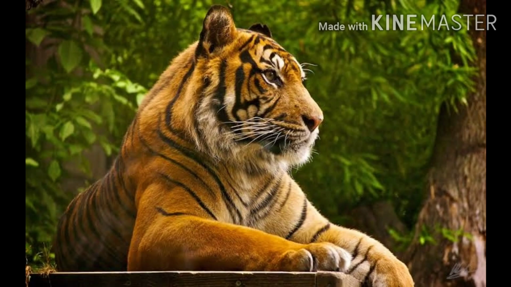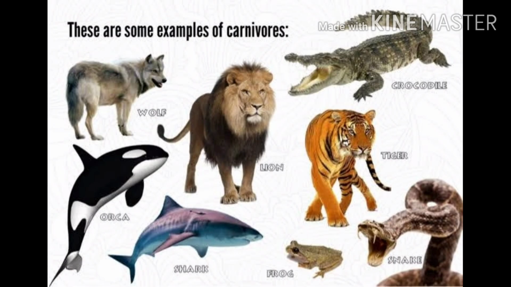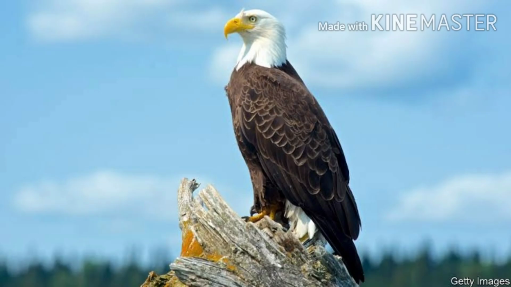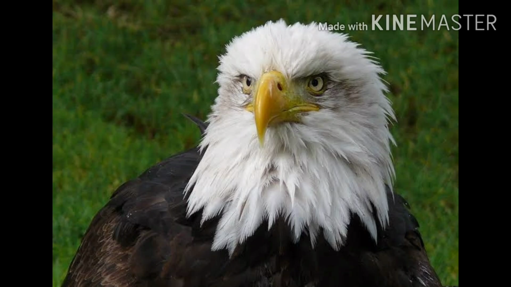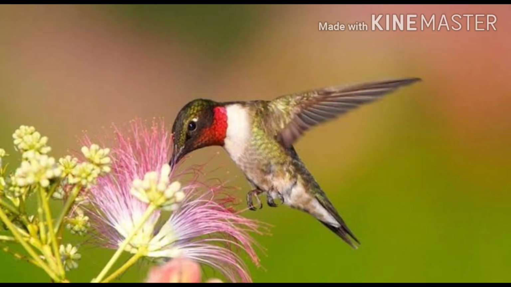Tigers, lions, wolves, etc. eat other small animals. So they are also known as carnivorous animals. Vulture, crow, etc. eat both plants as well as animals. So they are also called omnivorous animals. In this way, birds, reptiles, insects have different kinds of food habits.